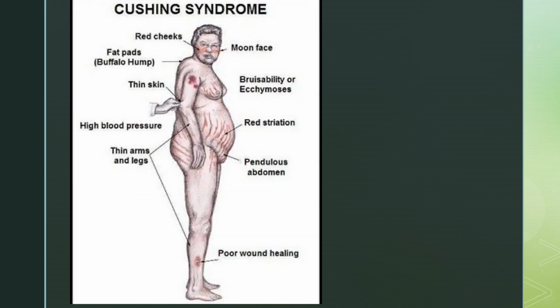Now, Cushing syndrome. This is a schematic presentation of Cushing syndrome. These patients are characterized by thin skin, red cheeks, moon face. Since they have thin skin, they are easily bruisable. They have striae on the abdominal wall and the thighs. They have thin arms but a big tummy, so they have central obesity with thin limbs. This is a common manifestation of Cushing syndrome.